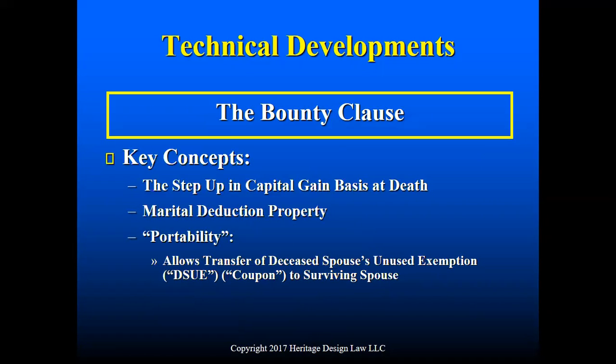There are several key concepts that we need to understand in order to get to what we're talking about. The first is the step up in capital gains basis at death, which I'll explain. The second is marital deduction property. And the third is what's called portability, which essentially allows the transfer of a deceased spouse's unused federal estate tax exemption, also referred to as DSUE or DSU. In other words, the deceased spouse's federal estate tax coupon to the surviving spouse.